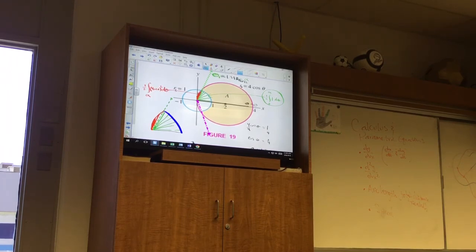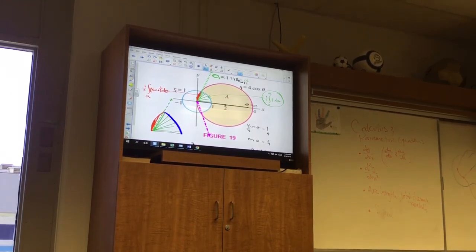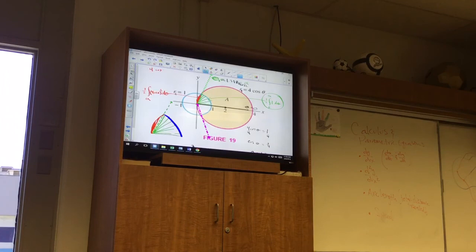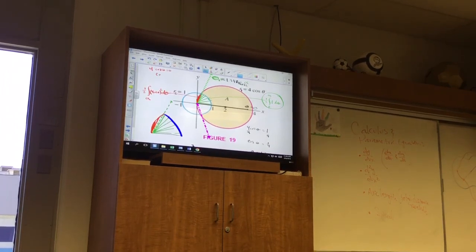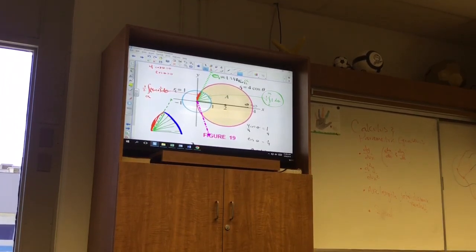And so now the question is, where does this hit the pole? How am I going to find my theta value when that hits the pole? Yeah? Set it equal to 0? Set r sub 1 equal to 0. So I would set 4 cosine theta equals 0. So that's going to be cosine theta equals 0. So for what theta values is cosine equal to 0? Pi over 2, 3 pi over 2, whatever.